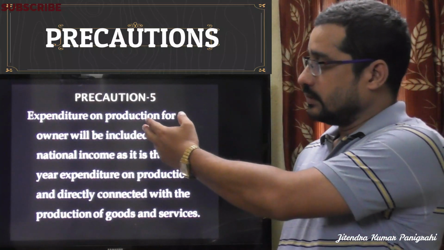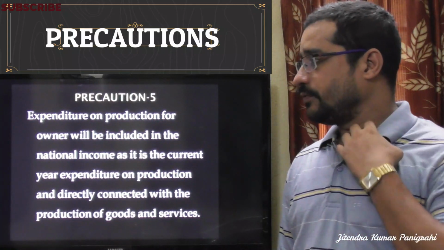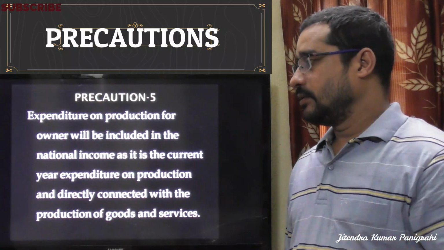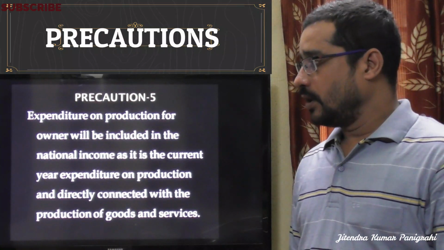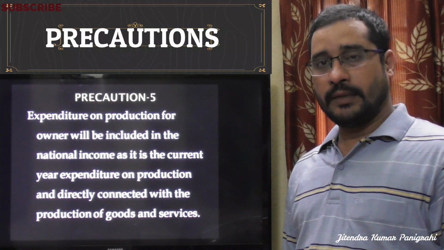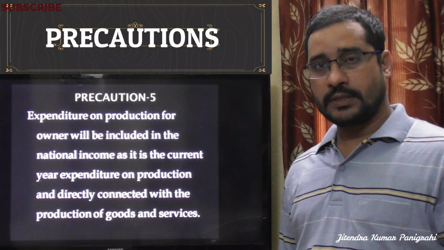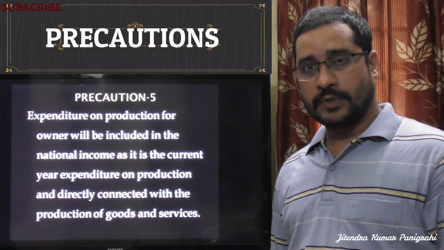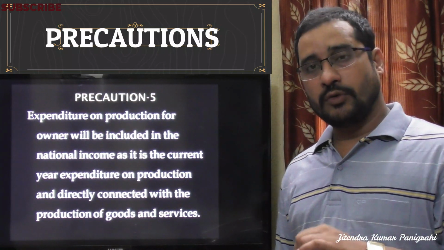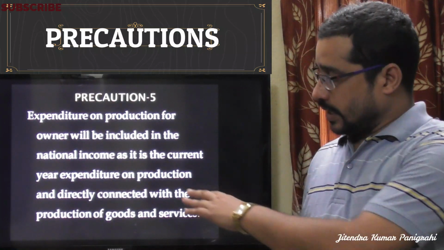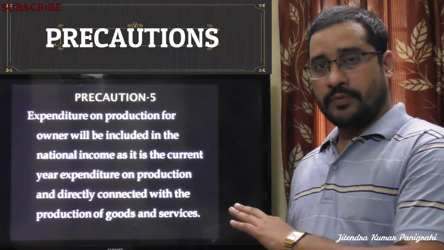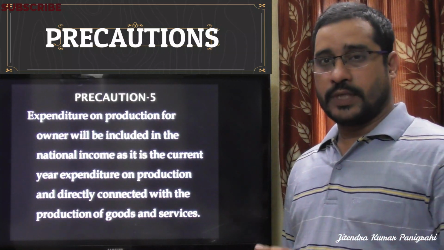Now, 5th one: expenditure on production for own use will be included. If anybody is producing goods and services for their own use, it will be included in the national income, because it is a current year production and is a part of the expenditure made for generating goods and services in the economy.